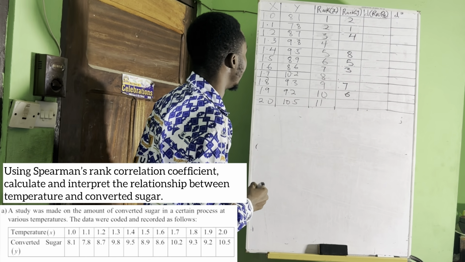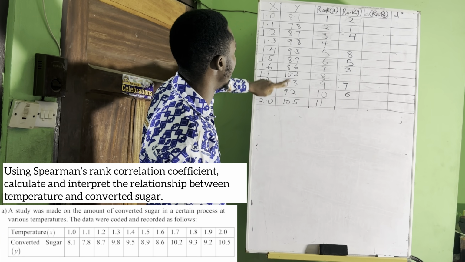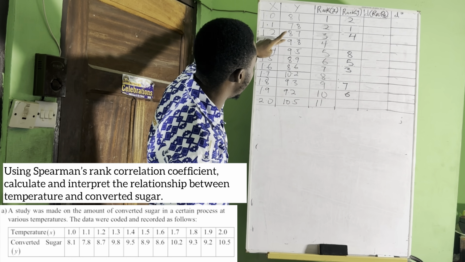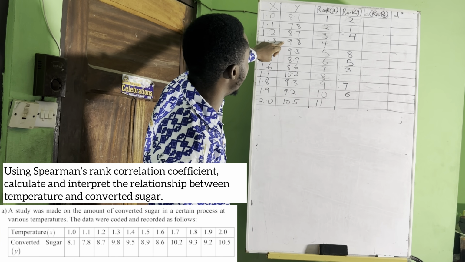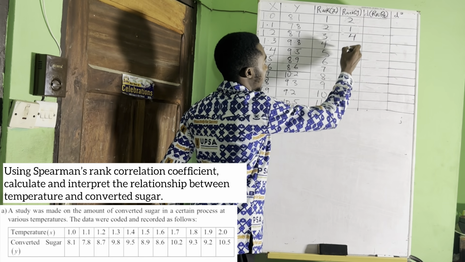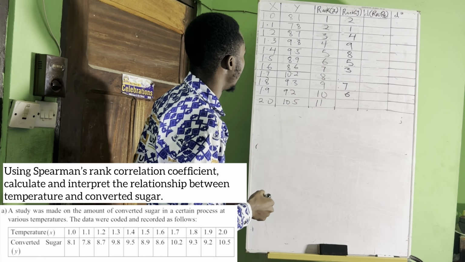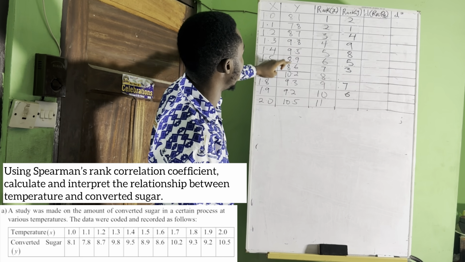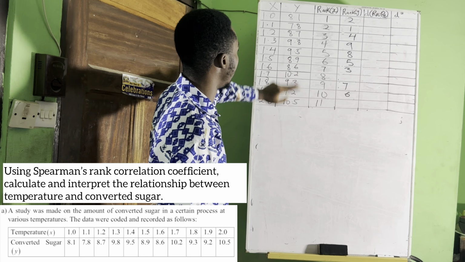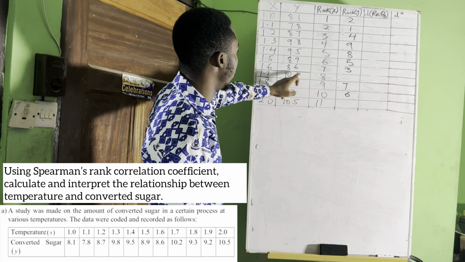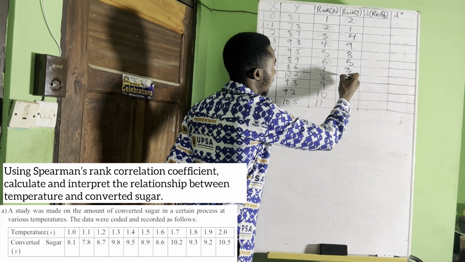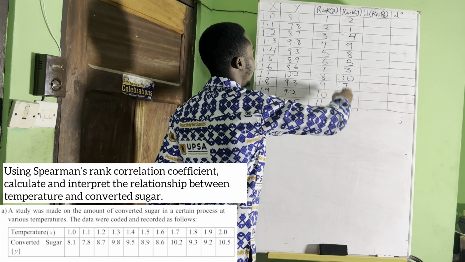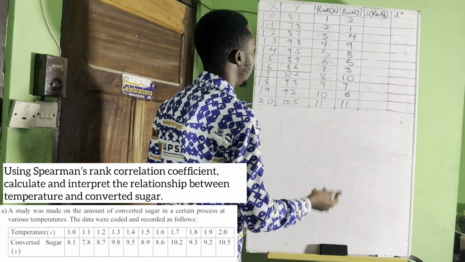Then from 9.5, we go to 9.6. Is there any 9.6 here? No. Is there any 9.7 here? No. Is there any 9.8 here? There's 9.8 here. So that would be our 9. Then we go to 9.9. No, there's no 9.9. Is there any 10.0 here? There's no 10.0. Is there any 10.1? No. So you go to 10.2. That would be our 10, right? Then our last one, which is 10.5, that would be our 11. All right, so you are done ranking. We did it from the smallest to the biggest.